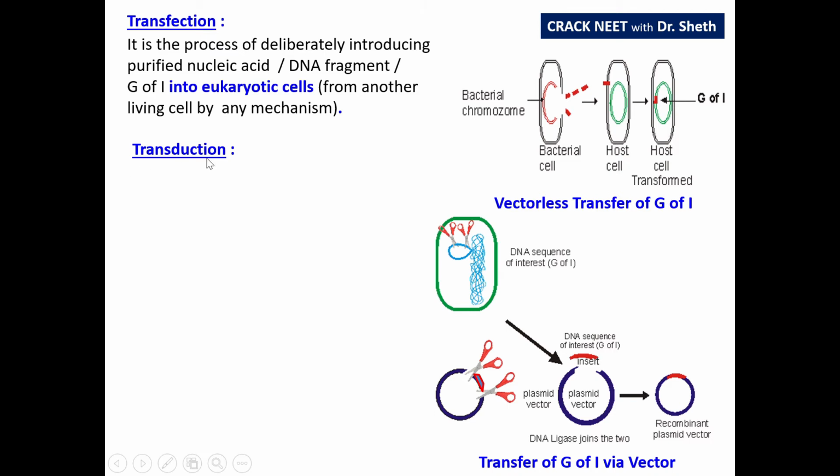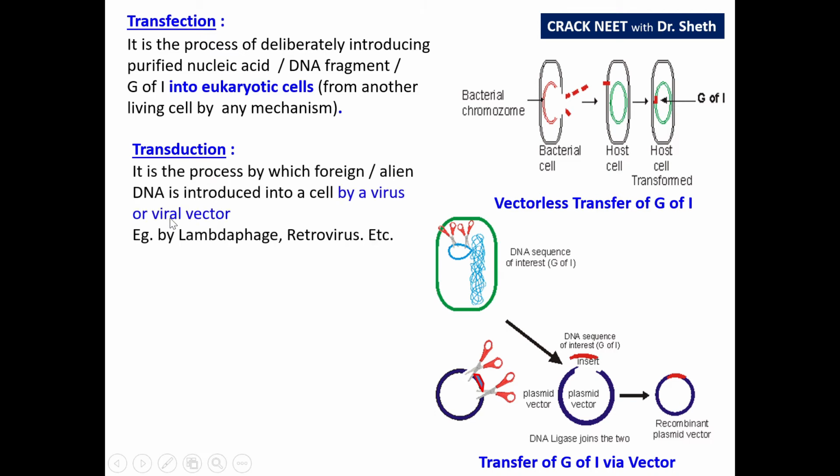What is transduction? It is a process by which foreign or alien DNA is introduced into a cell by a virus or a viral vector. So transduction refers to the mechanism of this transfer of gene, but where the vector used or the organism used is a virus or a viral vector. Example, this transfer can happen by using lambda phages. These are a type of bacteriophage, or by using retroviruses. So when viruses are used, then the process is called transduction.